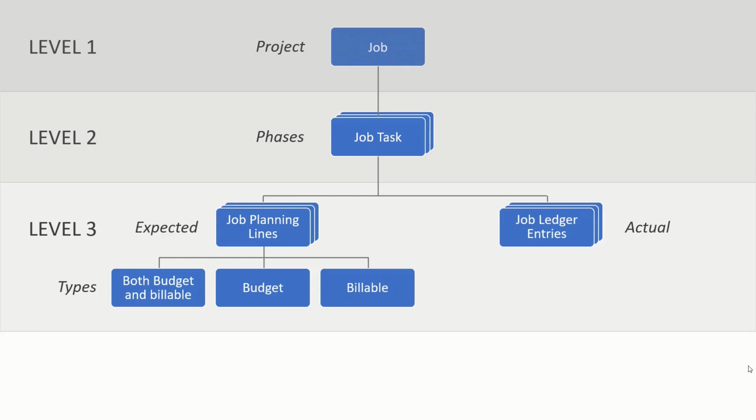So, for example, time and material. We use Budget to register our expected usage. It is also the Billable lines which are transferred to our sales invoice. For example, if we have agreed on a fixed price.